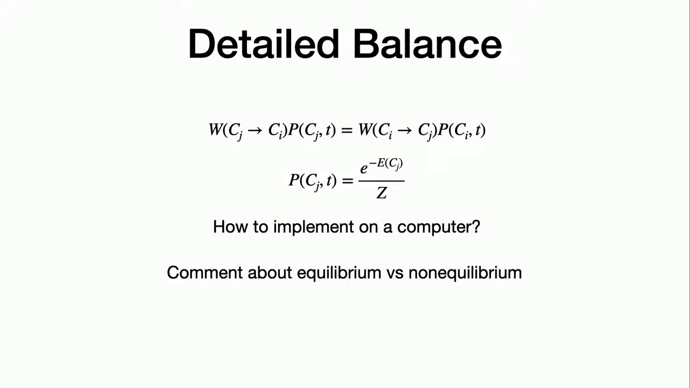So what they will do is, I know P of Cj and I know P of Ci. They are given by the Boltzmann distribution, e to the power minus beta E by Z. There is a beta missing here. Therefore, now I know my final answer. So what should I choose for W of Cj to Ci? That is the question to implement on my computer. Comment about equilibrium, non-equilibrium, I'll skip.